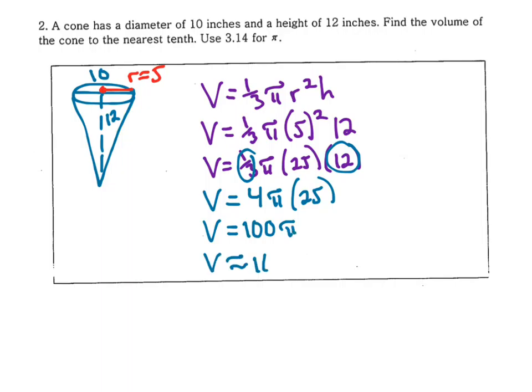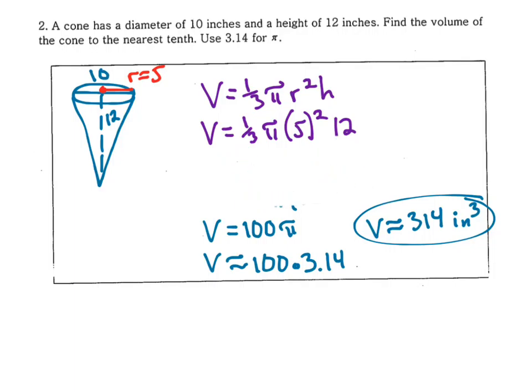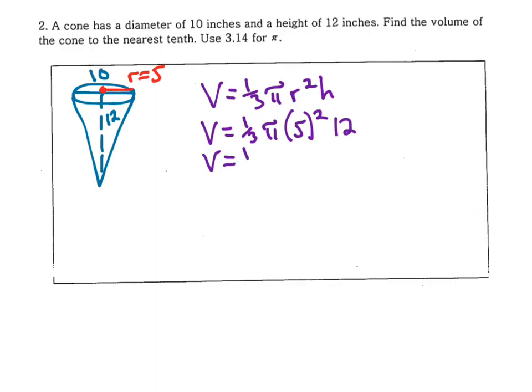Multiply that out. Volume is about 100 times 3.14. Gives me volume is about 314 inches cubed. Don't forget your units in your answers. But if you're not comfortable doing this, don't worry. You don't have to do that. Because either way, you're going to get the same answer. So let's get back to that point where I was.